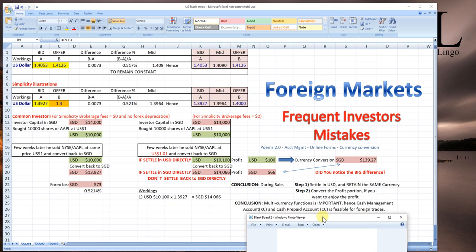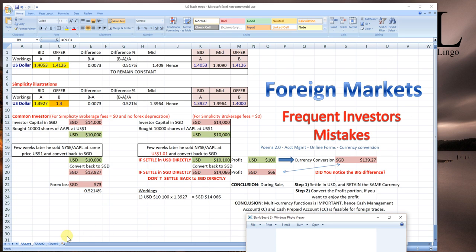So from here we can have a second conclusion, which is that the multi-currency function is very important when you buy foreign shares. Okay, so in Philip, cash management and the cash prepare account is relevant here. For the cash trading account, avoid using it to buy foreign shares because you get converted to Sing dollars directly, because the cash trading account does not hold cash. All right, so here we have identified that it's a very deadly mistake, a very big mistake made by investors when they convert directly back to Sing. Okay, this is what I'm going to highlight.